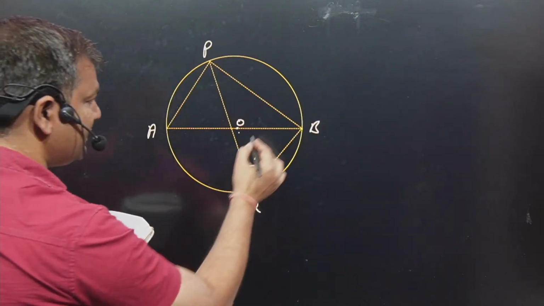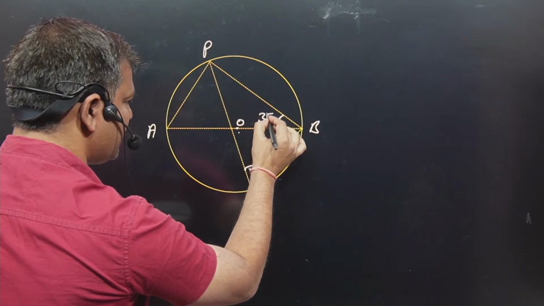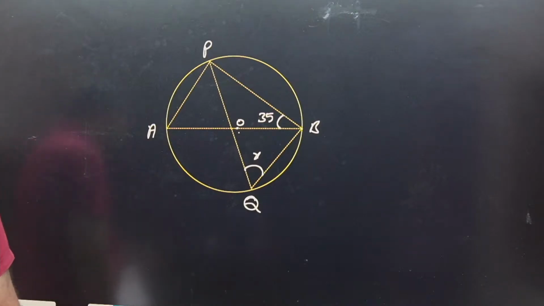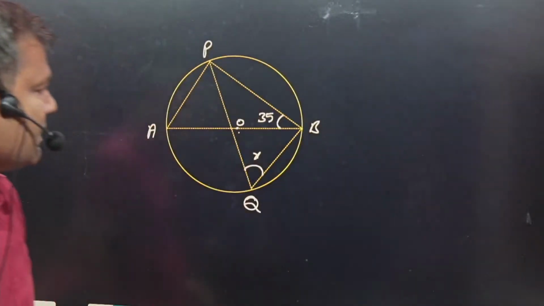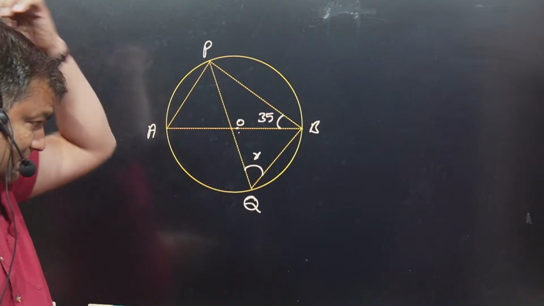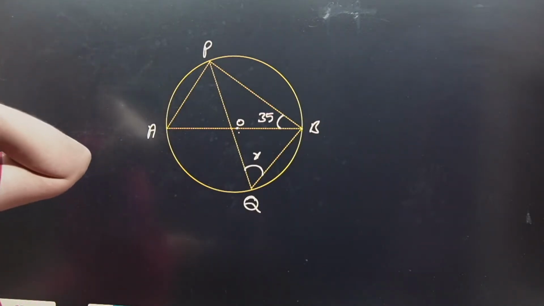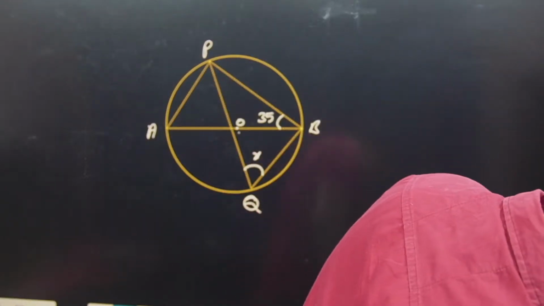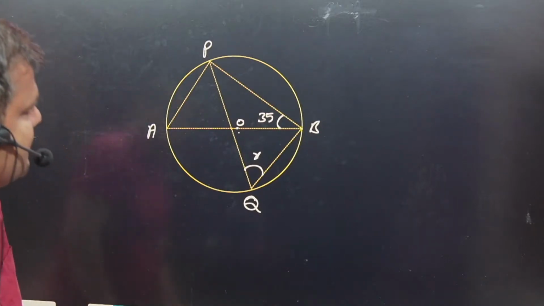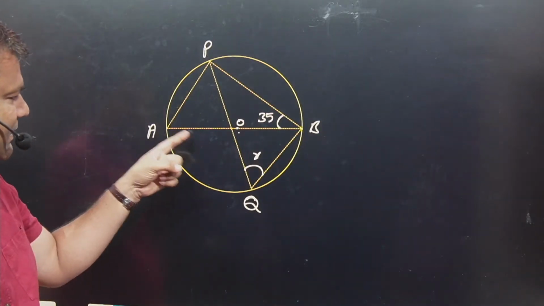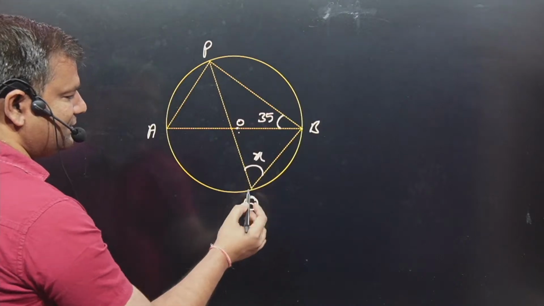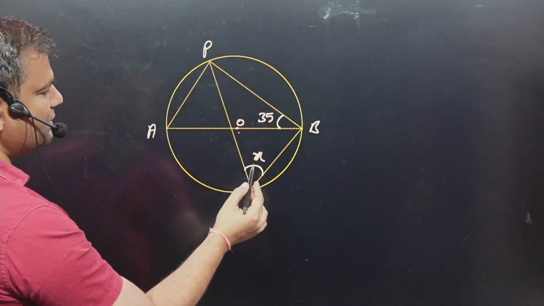If this angle is 35 degrees, then that angle is how much? 35 degrees. So what about X? How can we determine X? You can try first, otherwise I will try. Yes, that angle and that angle are the same. Yes, good. PQ.